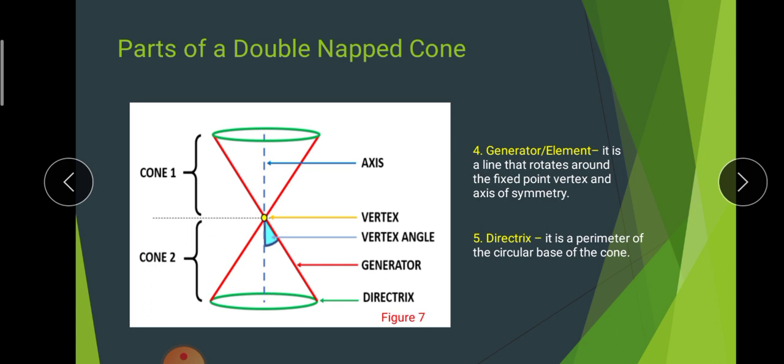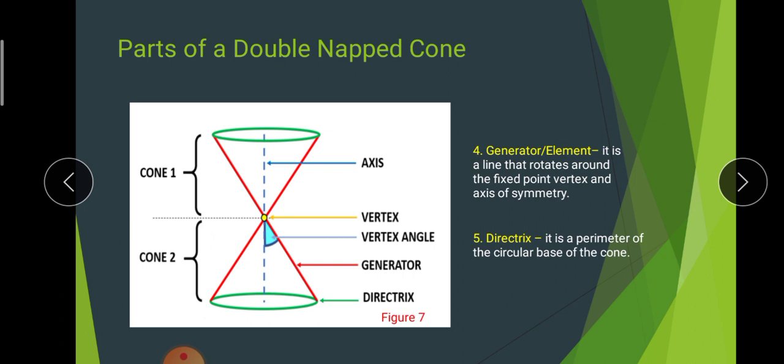Number 4. Generator or element. It is a line that rotates around the fixed point vertex and axis of symmetry. Ang generator daw ay umiikot sa fixed point na vertex at axis of symmetry. Ito yung color red na line. Kaya siya umiikot or tinawag na generator dahil kapag umikot ang generator, magge-generate or makakabuo siya ng double nap cone.